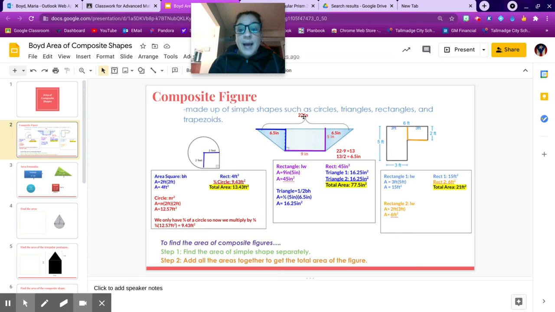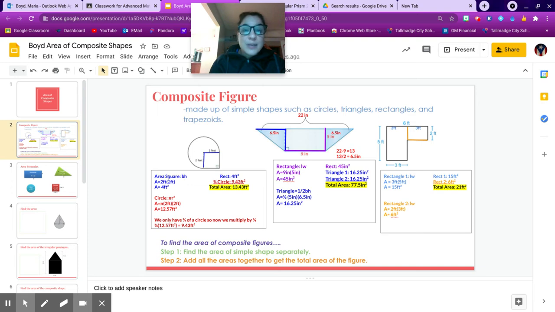And altogether, my figure has an area of 77.5 inches squared. All right, the last one is my favorite because it looks like a baseball diamond or a baseball field. This composite figure is made up of a square and then a 3/4 circle.